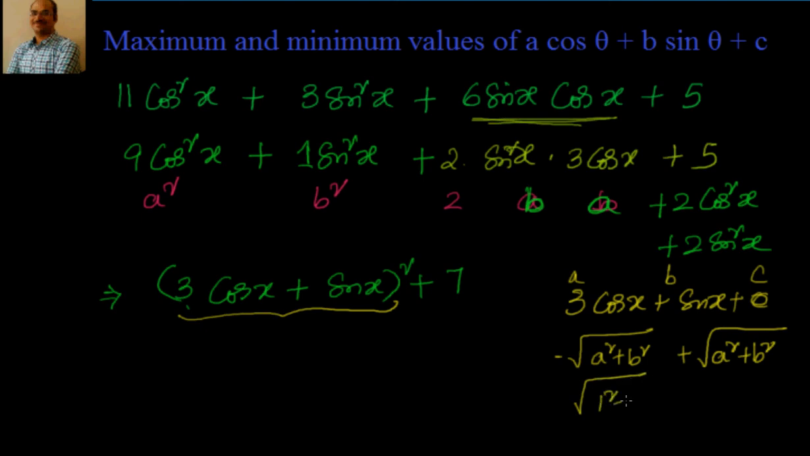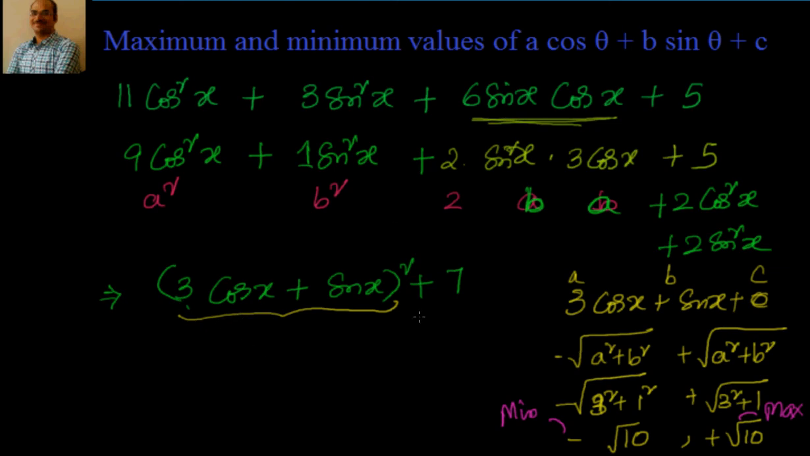And that is nothing but minus of 1 plus minus of 9, should I say 3 square plus 1 square, and plus 3 square plus 1 square, that is minus root 10 and plus root 10. So the minimum is minus root 10 and the max value is plus root 10. Now let's come back here.